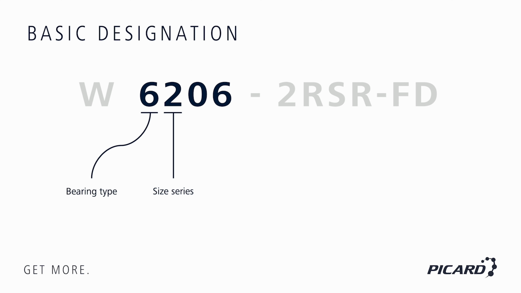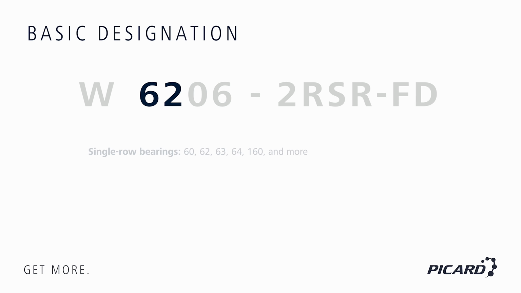Since there are different types of deep groove ball bearings, there are also different series, each with its own code. Let's recap. The first digit in the base code represents the bearing series. The second digit defines the size series. Single-row deep groove ball bearings can be found in the 60, 62, 63, 64, and 160 series. Occasionally, other designations are used, such as for bearings with dimensions in inches. Single-row bearings are particularly versatile and widely applicable.